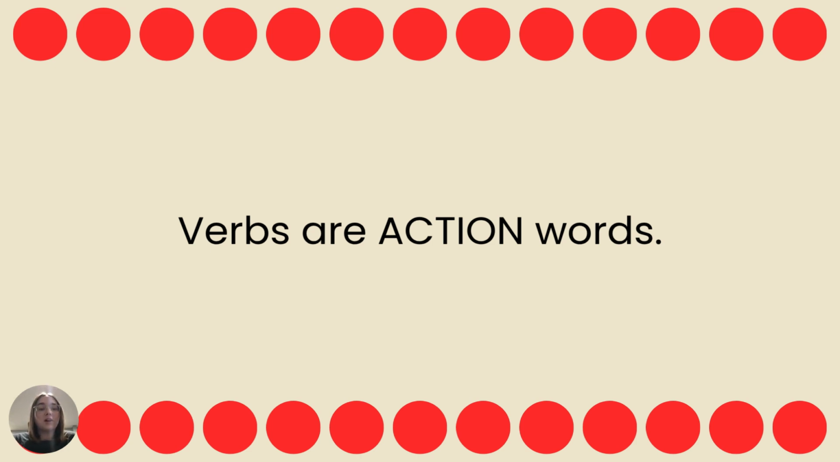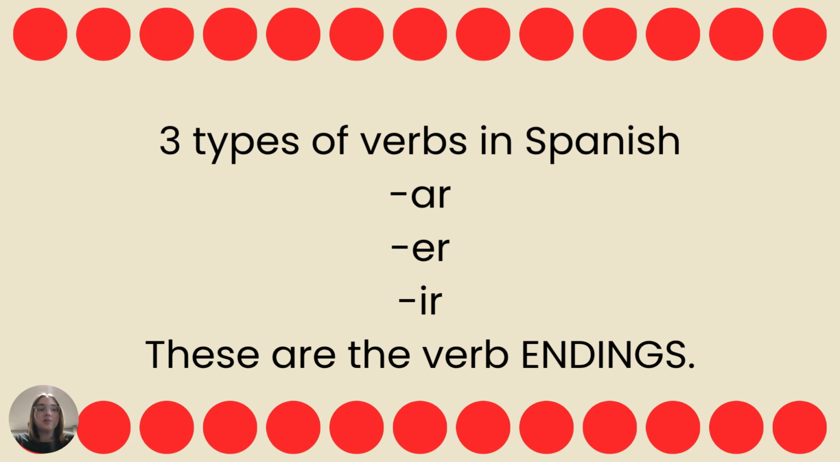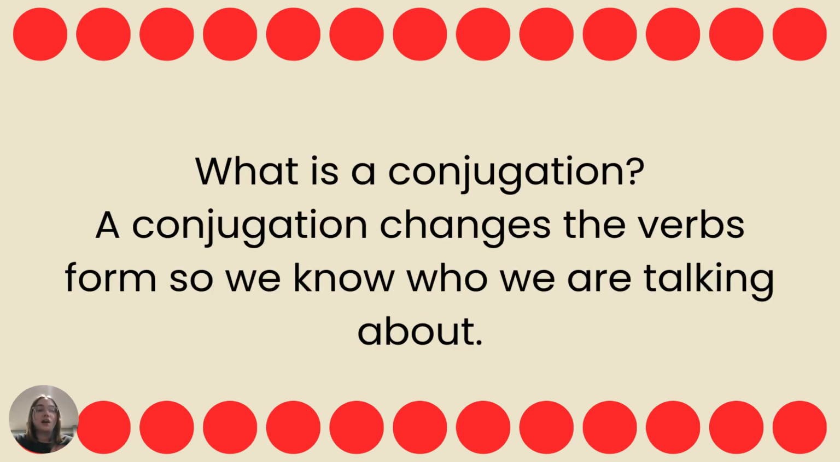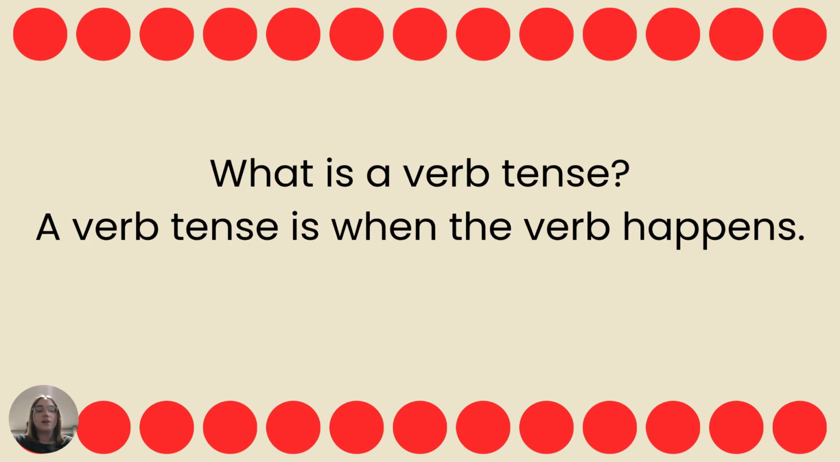So verbs are action words. They tell us what the person does in the sentence or what is happening in the sentence. There are three types of verbs in Spanish: AR, ER, and IR, and these are the verb endings. And if you've watched the other two videos, you've already seen this part, but we're at the last one, the IR. So again, a conjugation changes the verb's form so we know who we are talking about.